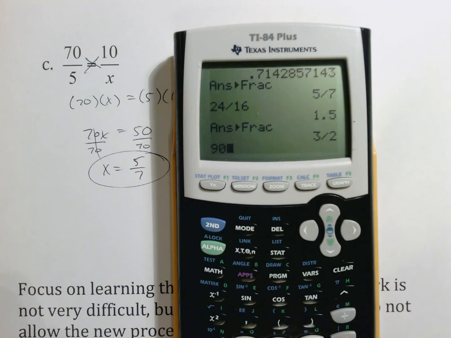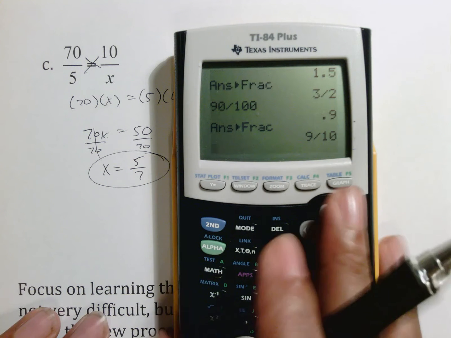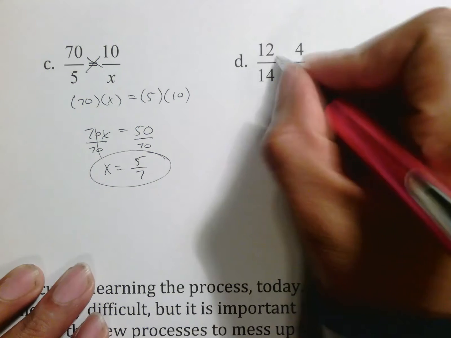If I had 90 over 100, it gives me a decimal. I hit math, enter, enter. It turns it into 9/10. So anytime you have a fraction in a question that gives you a decimal, if you divide it, simply hit math, enter, enter, and it will give you your answer.